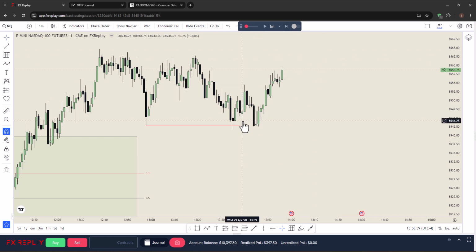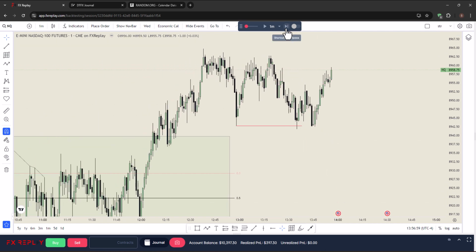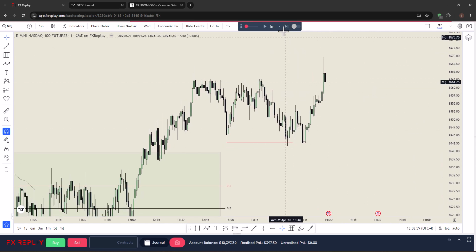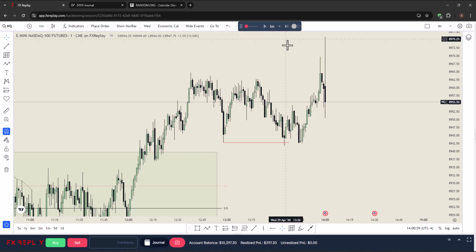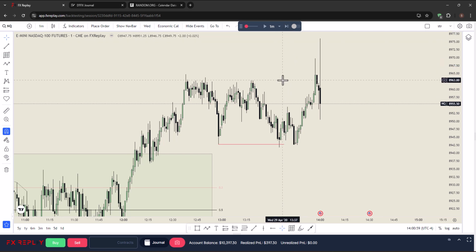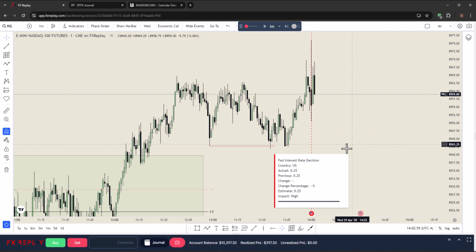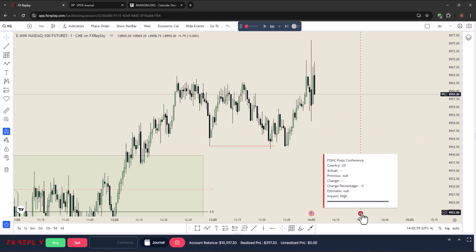Let's keep going. Normally I would stop right here because 4R is more than enough for me for the day. Okay, so this is the start of a new expansion leg. As you can see how beautiful the expansions are, quick, smooth. And we have news right here. Okay, this is the interest rate decision. And we have another news, FOMC.